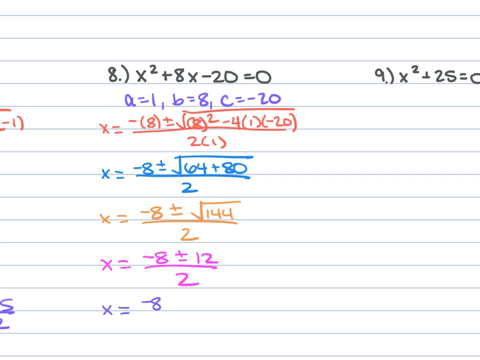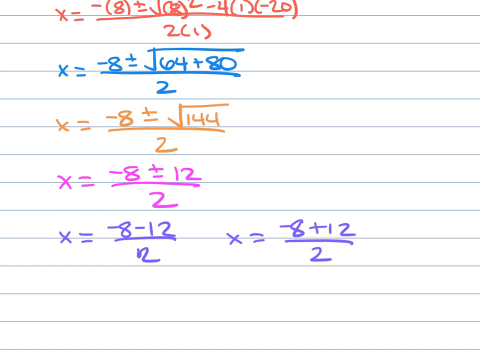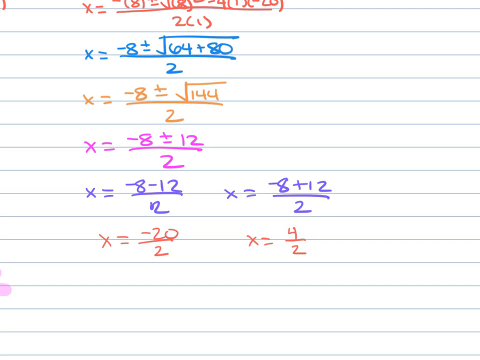So x is equal to negative 8 minus 12 over 2, and x is equal to negative 8 plus 12 over 2. So x is equal to negative 20 over 2, and x is equal to 4 over 2. So we have solutions here of negative 10 and 2.